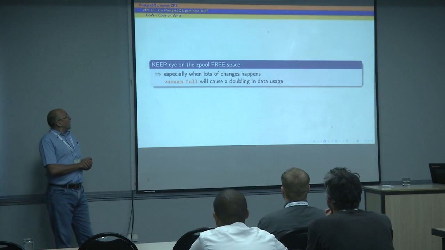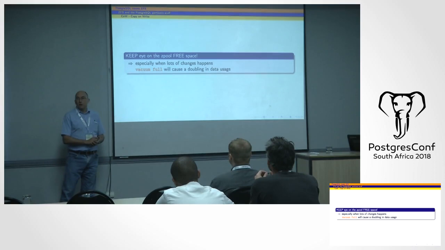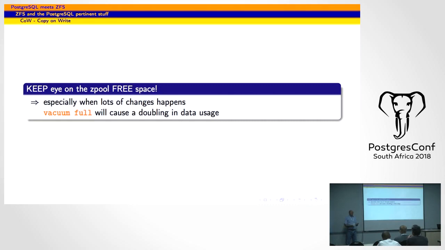Keep an eye on the ZFS pool free space, especially when you're doing a vacuum full. Remember, a vacuum full writes a totally new copy of the database. So if you made a snapshot of the database, after that vacuum full you're going to have a full copy of that old database as well, and you're using double your disk space. That's the one thing to be aware of whenever you use snapshots with Postgres. And yes, it did bite me once.